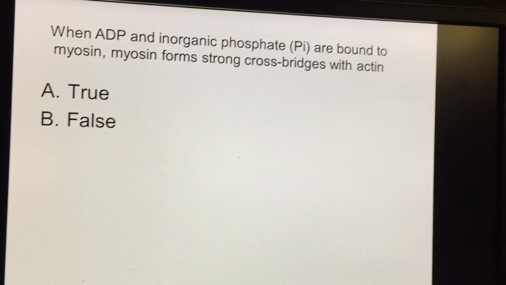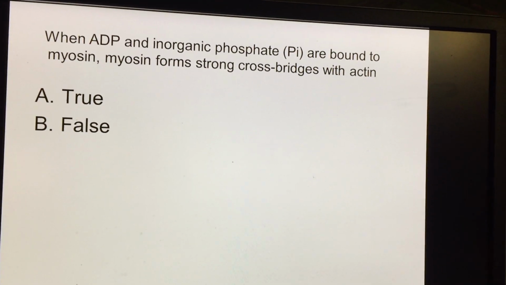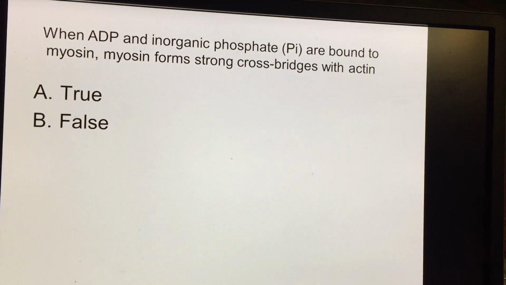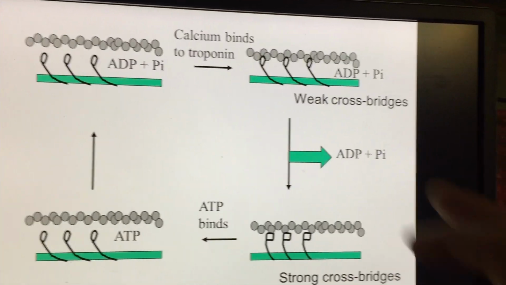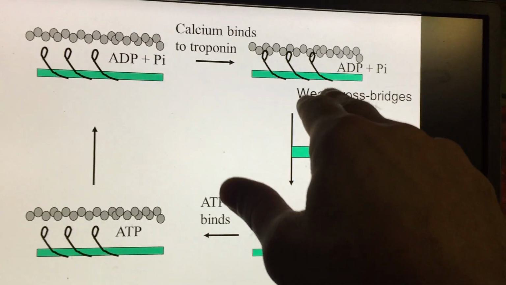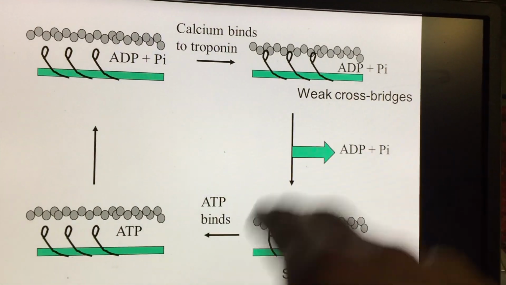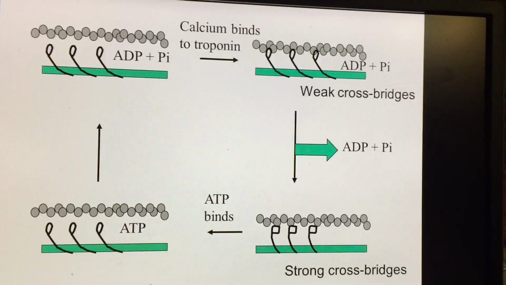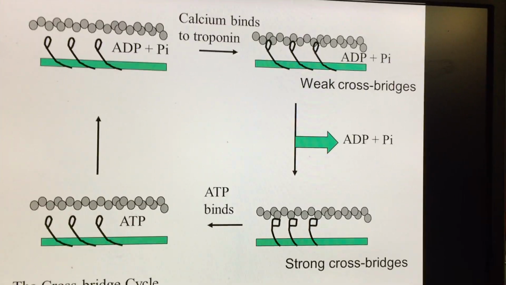So this answer is false, because when that ADP and inorganic phosphate are bound in this stage of the cross bridge cycle, it prevents a strong cross bridge from being formed, and you have weak force production.